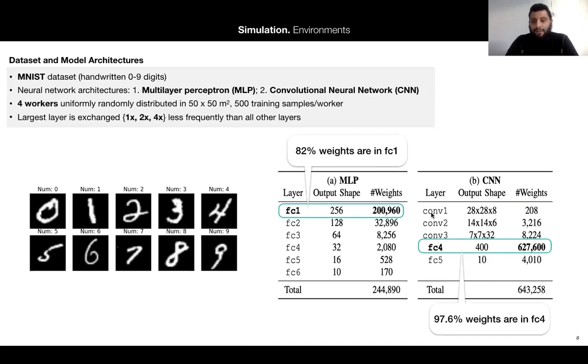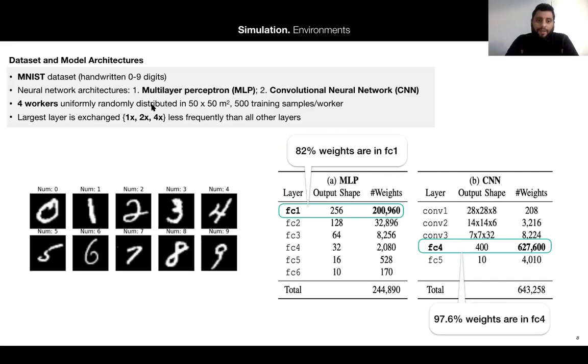For CNN, we considered this architecture where we have 3 convolutional layers and then 2 fully connected layers. The first fully connected layer, layer 4, has the largest number of weights and accounts for more than 97% of the total number of weights. We conducted experiments using 4 workers and 2,000 samples. We distributed them equally across workers.